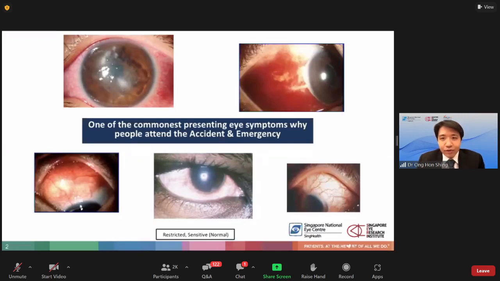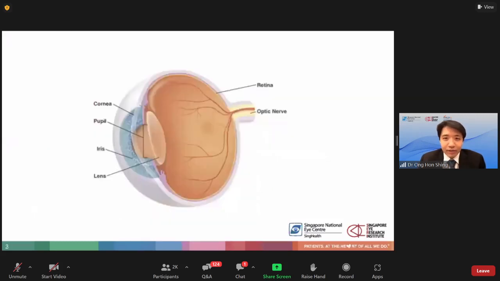Red eye is one of the commonest eye symptoms why people attend the accident and emergency department. 80% of patients presenting with eye problems to A&E have a red eye. So this topic is very relevant.